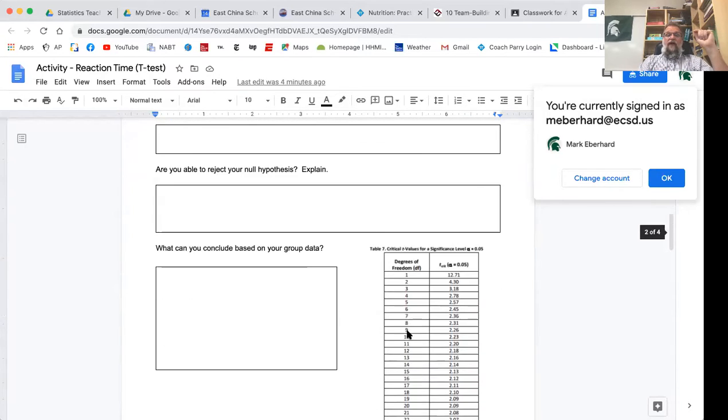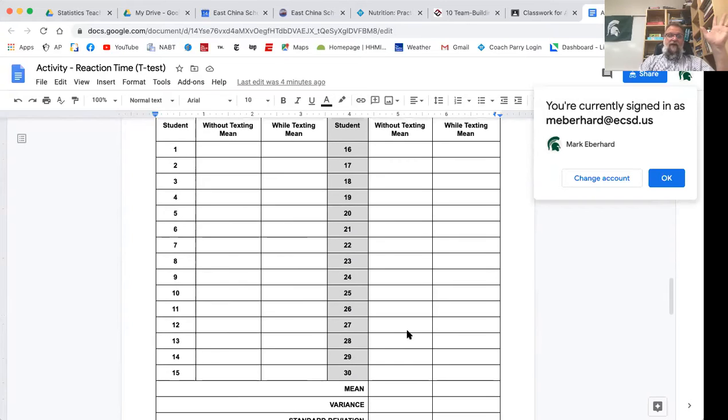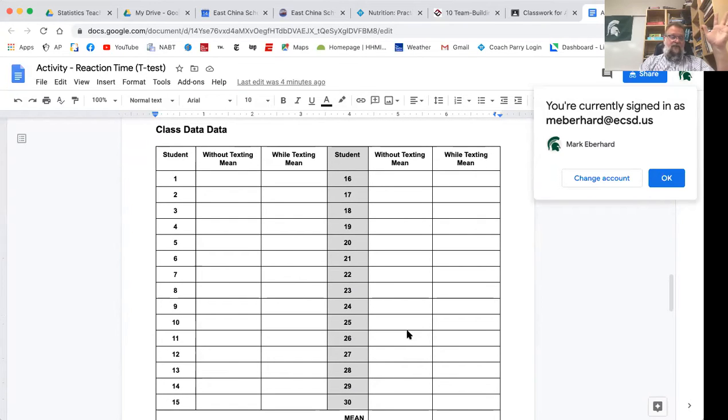Then the other thing is you need the class data. And my fault, I messed up on this today. I kept in my head saying, I got to get a picture, I got to get a picture. I forgot to take a picture of the class data today. So I will have to share that class data with you tomorrow. So don't worry about it.